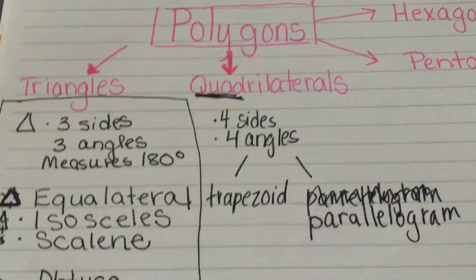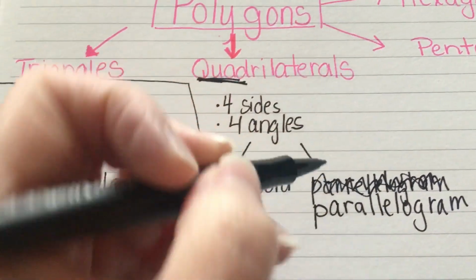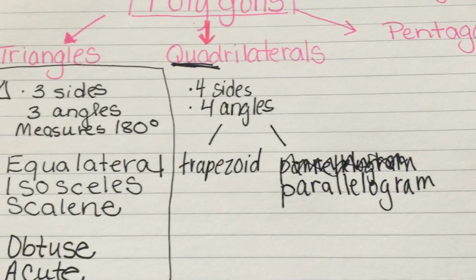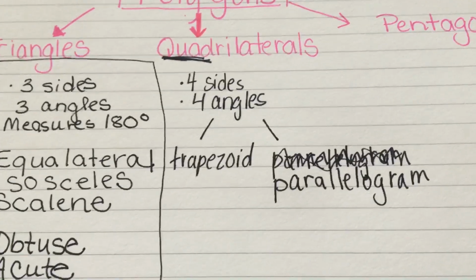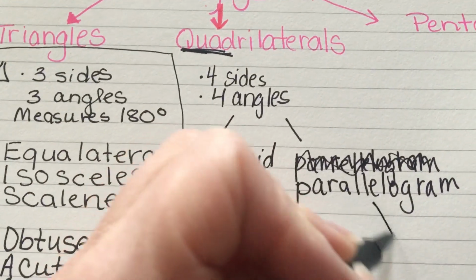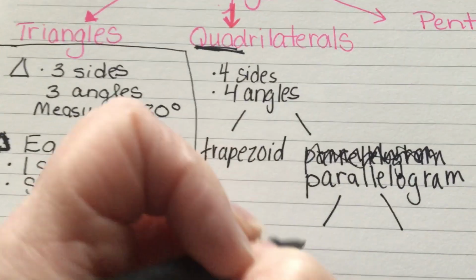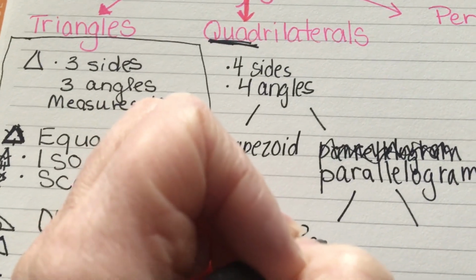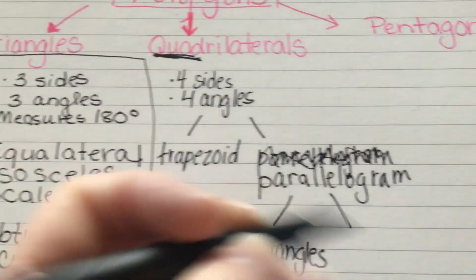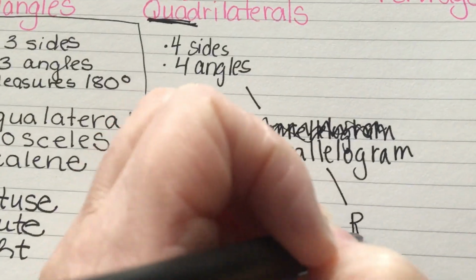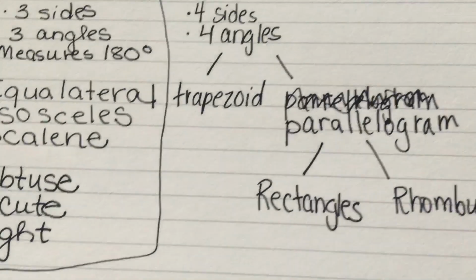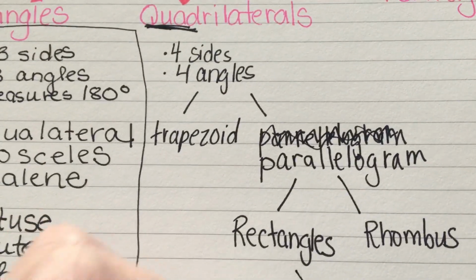Alright, so we have parallelograms. And what parallelograms means is it has two sets of sides that are parallel. So the opposite sides are parallel from each other. From there, we have our rectangles. And we have our rhombuses. I'm going to talk about why these are a little bit special. And then at the bottom we have our square.